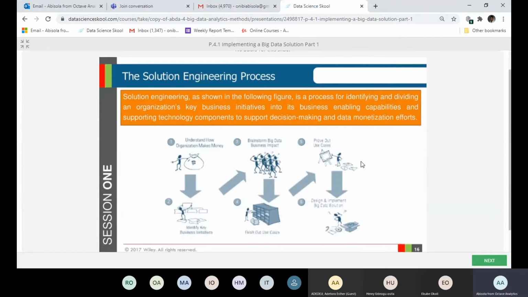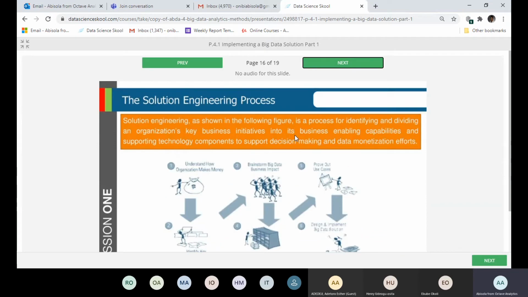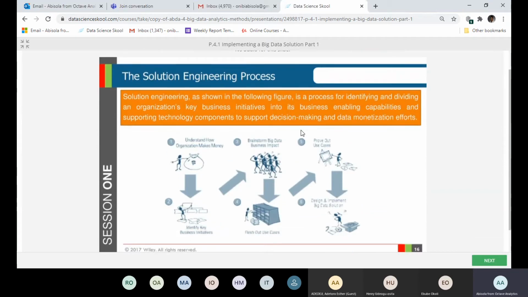Yes, so we've done everything on the envisioning process, envisioning your big data solution and all of that. So now, we have two major divisions of our big data solution process: the envisioning process, and then the solution engineering process. This is where you actually derive a solution to your data. So this is the solution engineering process.